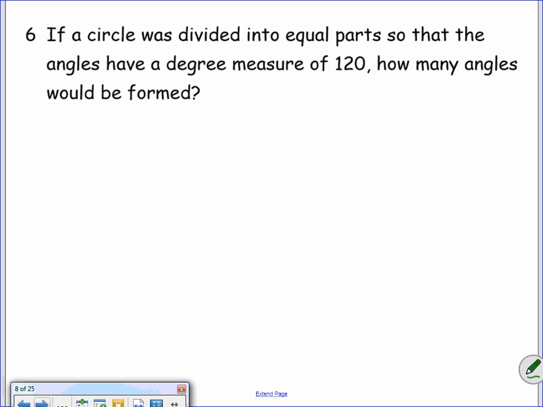The circle was divided into equal parts so that the angles have a degree measure of 120. How many angles would be formed? So we want the angles to form a circle. Right, kids? A circle, but they want the angles to be 120.